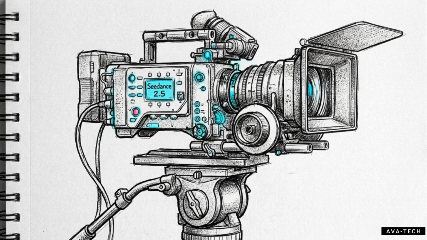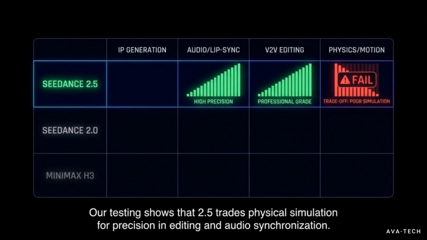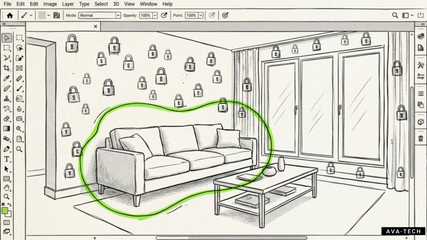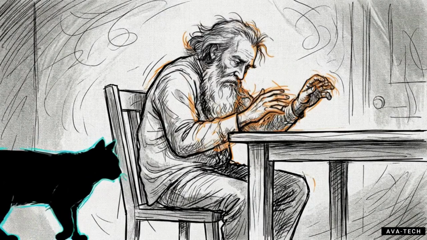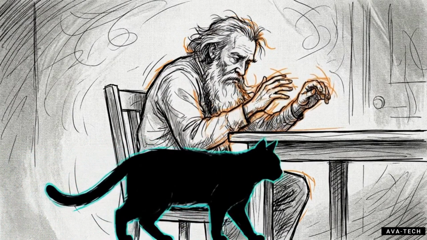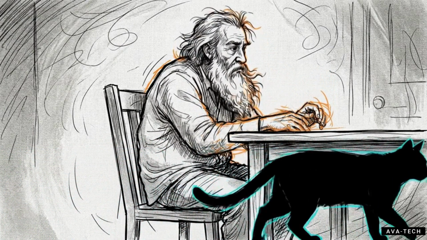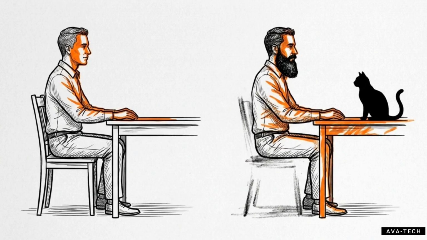Seedance 2.5 is the most expensive option at 300 credits per generation. At this price point, the model is built for specific technical tasks. Our testing shows that 2.5 trades physical simulation for precision in editing and audio synchronization. Its most significant feature is video-to-video editing. It can identify and modify specific elements within a shot while leaving the rest of the environment untouched. In our test, we removed a chair, added a beard to the subject, and inserted a walking cat. Seedance 2.5 performed these edits while maintaining a stable background and consistent lighting.